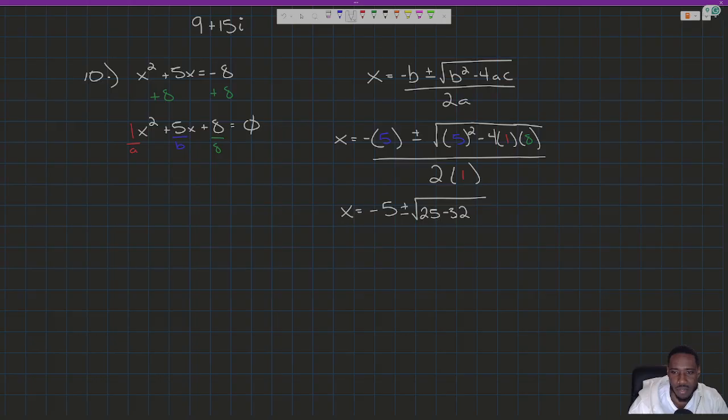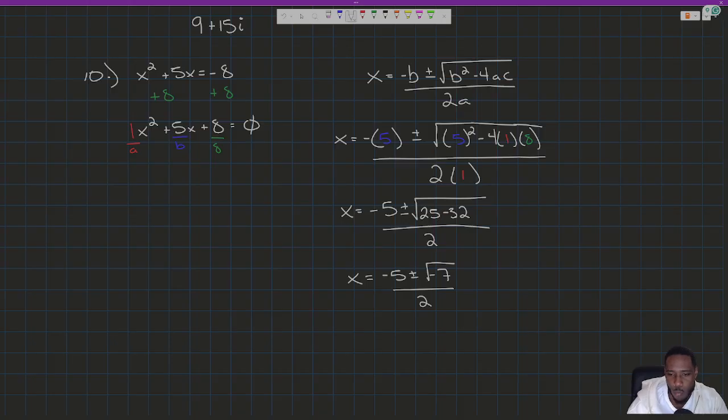And that's all being divided by 2 times 1, which is 2. We can do that subtraction under the radical. So negative 5 plus or minus the square root of 25 minus 32, which is negative 7, being divided by 2.